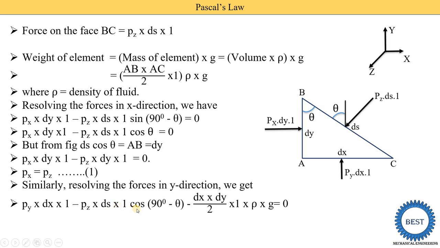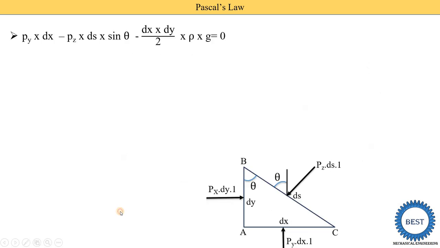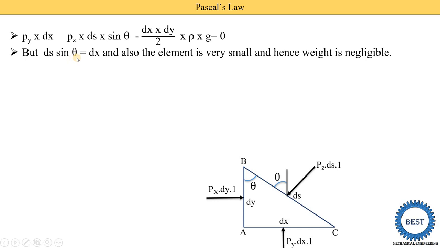So it is pz into ds into 1 into cos 90 minus theta. The element also has weight, and the weight also acts in a downward direction, so we subtract the weight of the element. The weight of the element involves dx into dy, where AB is equal to dy and AC is equal to dx. So we write dx into dy divided by 2 into 1 into rho into g. Instead of cos 90 minus theta, we can write sin theta. The same approach is used: ds sin theta is equal to dx from this triangle ABC. Applying the sin theta equation, sin theta is equal to dx divided by ds, so ds into sin theta is equal to dx. Also, the element is very small, hence the weight is negligible. When the weight is negligible, this part is equal to 0.